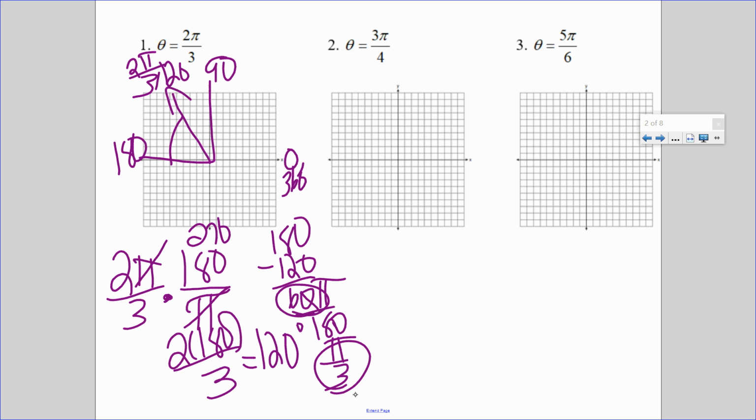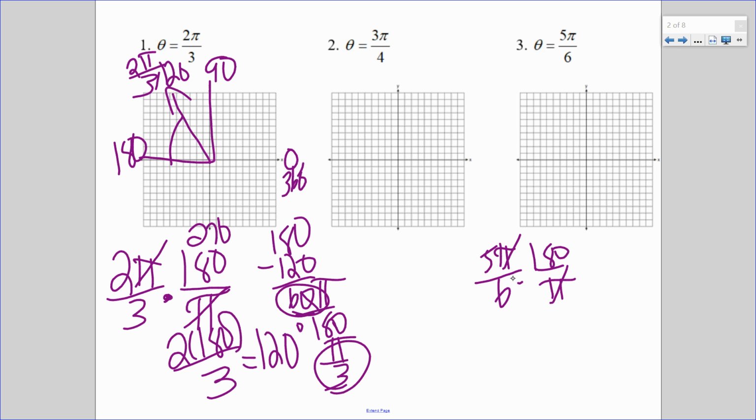All right, let's skip ahead. Let's just do number 3, since there's more space to do number 3. My first step, I want to convert it to degrees. To convert to degrees, I'm multiplying by 180 over pi. My pi's cancel. I have 5 times 180 over 6. I'm going to use my own calculator, just a little bit faster for me. 5 times 180 over 6 is 150.